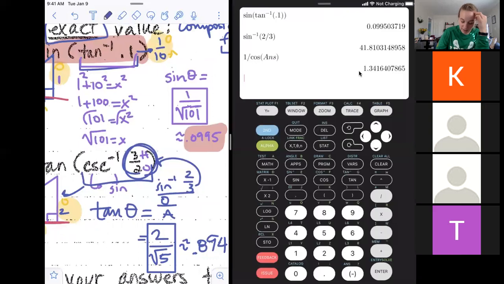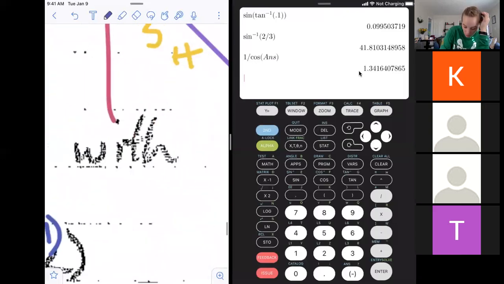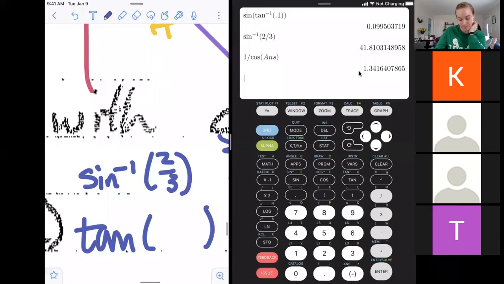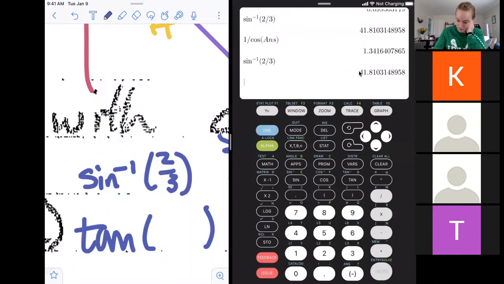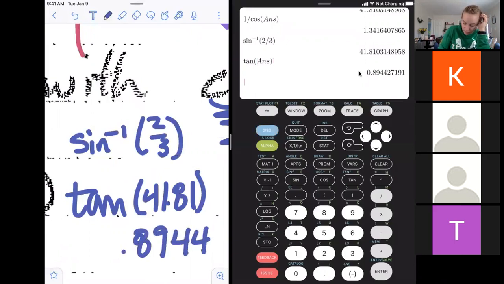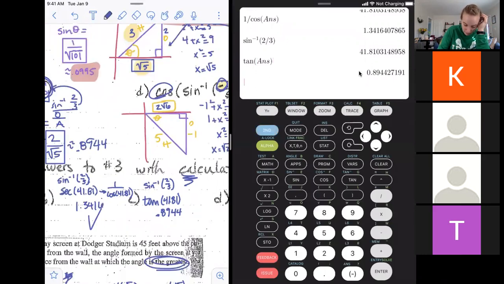So I'm going to plug that in, and then I'm going to do tangent of that. So I'm going to do inverse sine of 2 over 3, and then tangent of whatever that answer is. Second sine, not normal sine, second sine, 2 divided by 3. And I'm going to do normal tangent of that answer. Oh, it was the exact same angle I did last time, but we should have known that because the 2 triangles were the exact same. So that worked out nicely. And I got 0.8944. Is that what I got before? Yes, we're doing good.